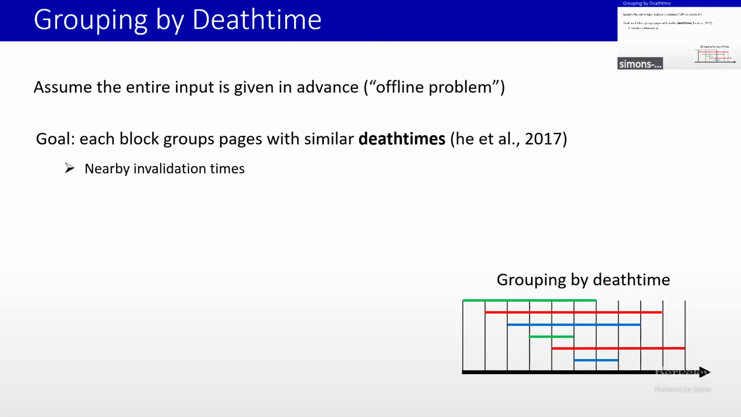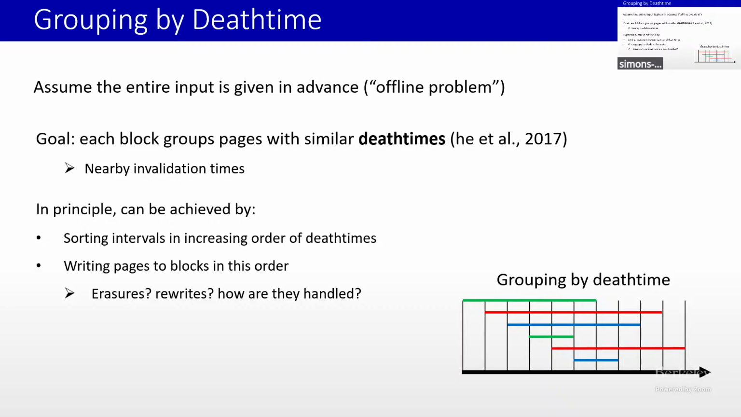So grouping pages according to similar death times has been suggested earlier in the systems community, and the motivation is clear. If we do that, then these pages which are grouped with very, very close death times, if I group them in a block, they're going to die very close to each other, which, as we have seen, is a good thing.